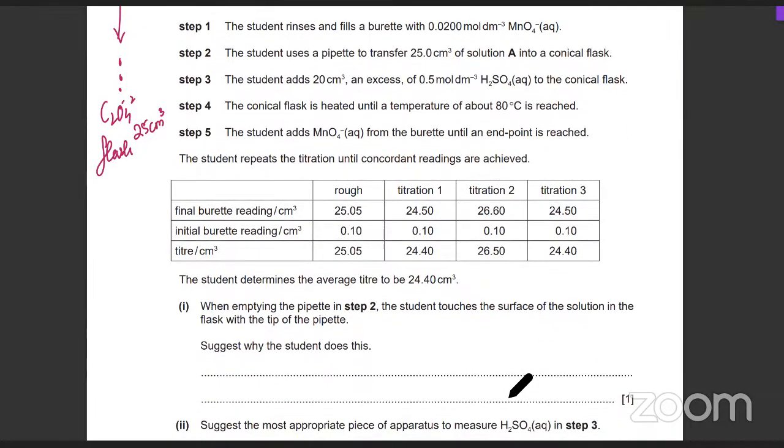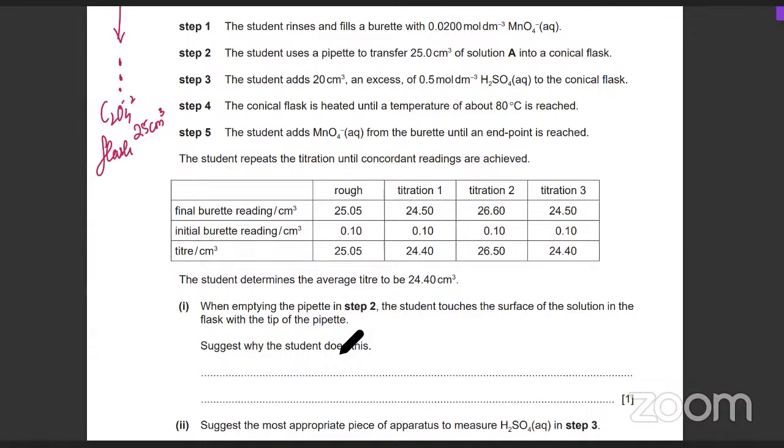titration results. When emptying the pipette in step 2, the student touches the surface of the solution in the flask with the tip of the pipette. Suggest why the student does this. Now this is an experimental technique. Why would you, when you're emptying a pipette, right?